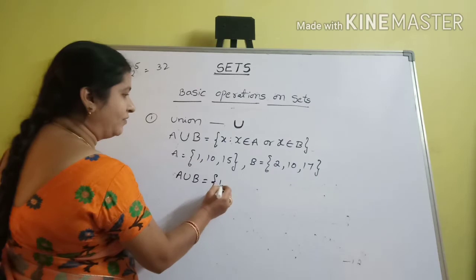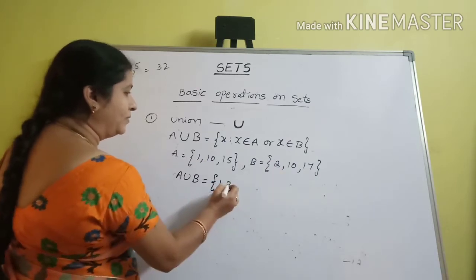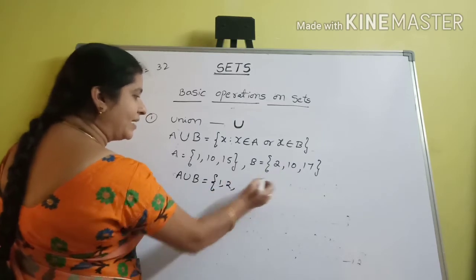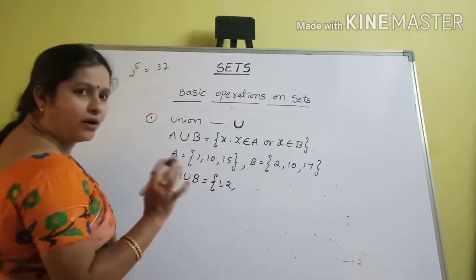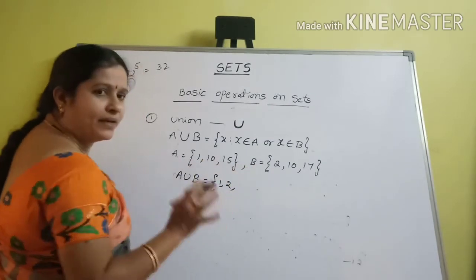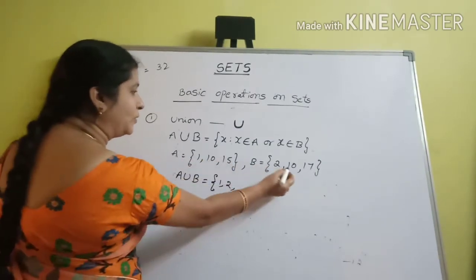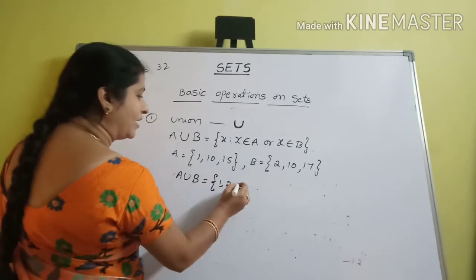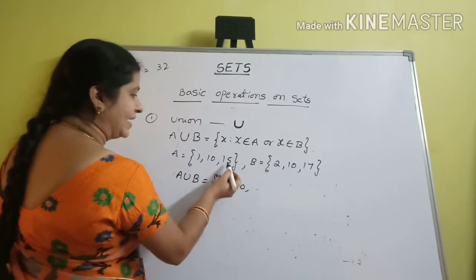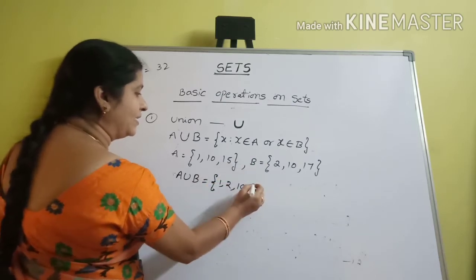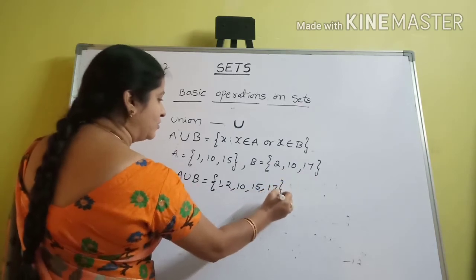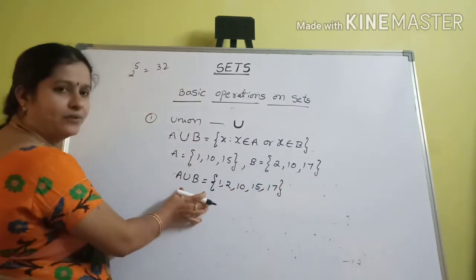So first element 1, next one 2. So here also 10, here also 10. In a set, no element should be repeated. So here 10 we got 2 times, so you can write only 1 time. 1, 2, 10. Next one in ascending order, 15. The last one is 17. So this is the A union B value.